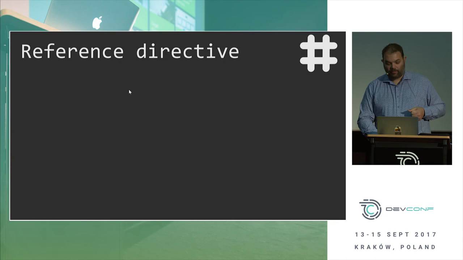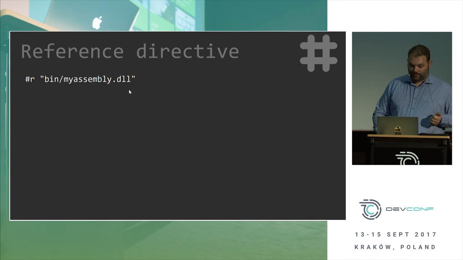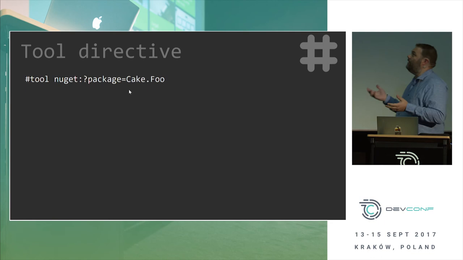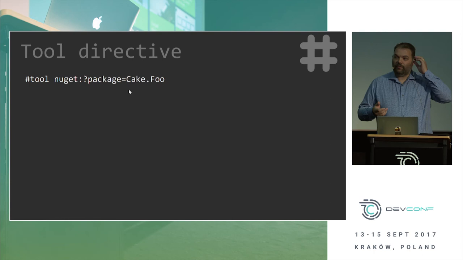It's basically that you can reference an assembly directory, and that's R or reference. We have a tool directive, and that's so you can fetch things like the NUnit test runner or the xUnit test runner or things like that. You can fetch that from that.